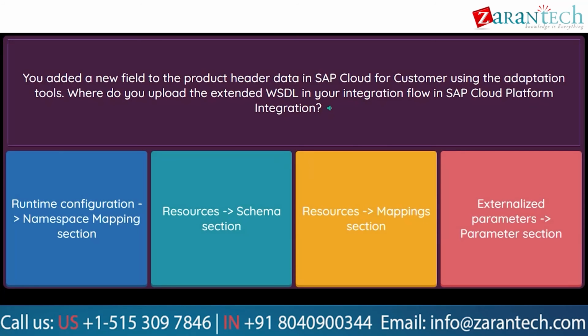Question: you added a new field to the product header data in SAP Cloud for Customer using the adaptation tools. Where do you upload the extended WSDL in your integration flow in SAP Cloud Platform Integration? Option 1: Runtime Configuration - Namespace Mapping section. Option 2: Resources - Schema section. Option 3: Resources - Mapping section. Option 4: Externalized Parameters - Parameter section.